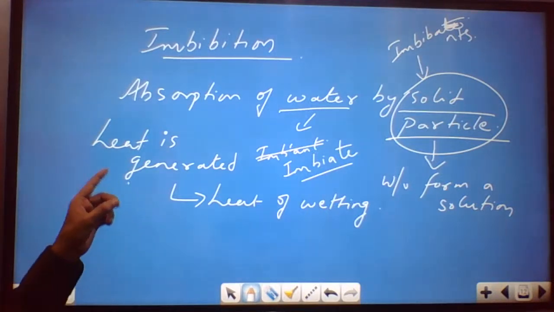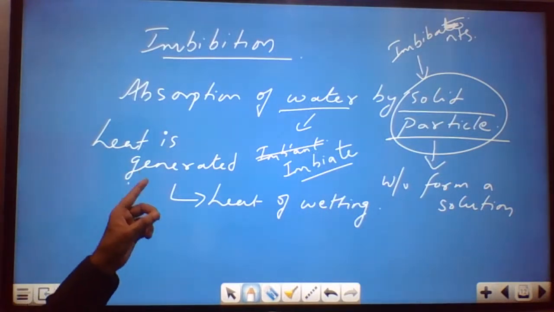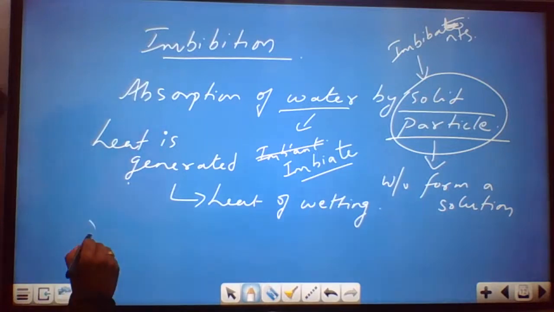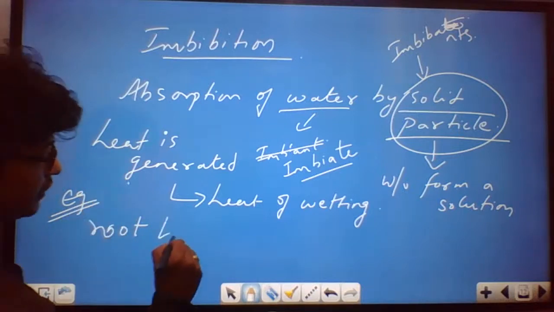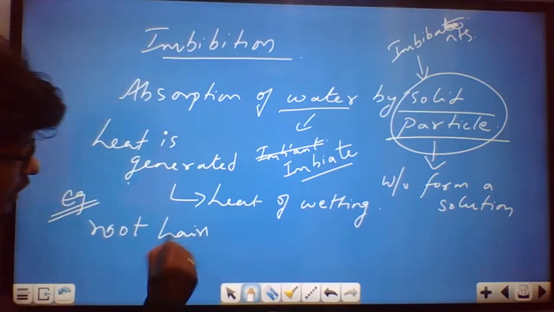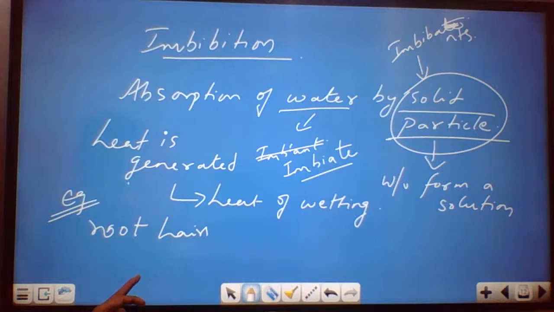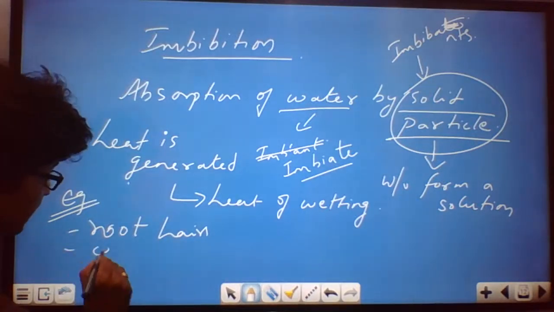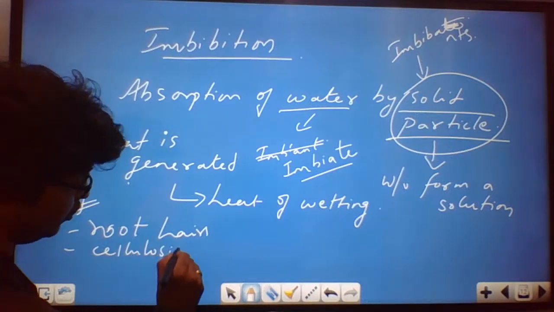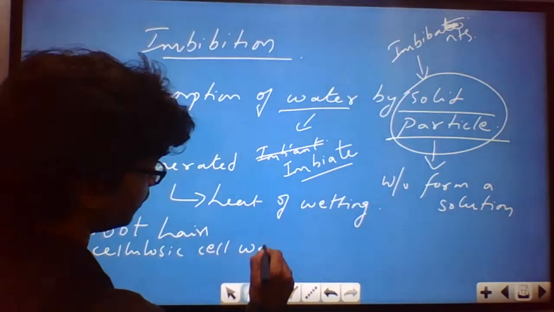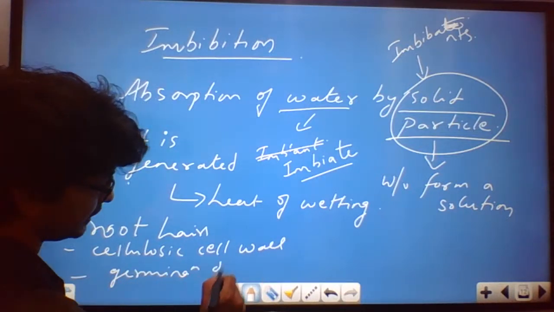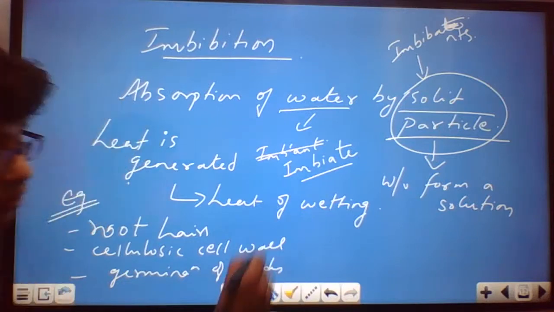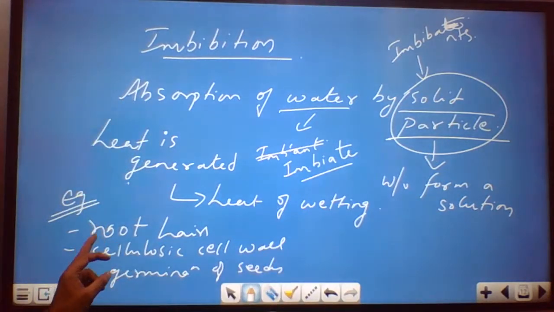Examples where you could see this are the cellulosic cell wall, and in the case of root hairs, when root hairs absorb water. We take these as examples for imbibition: root hairs, cellulosic material like the cell wall, and the germination of seeds. In all these cases, these are quite good examples that you can write for imbibition.